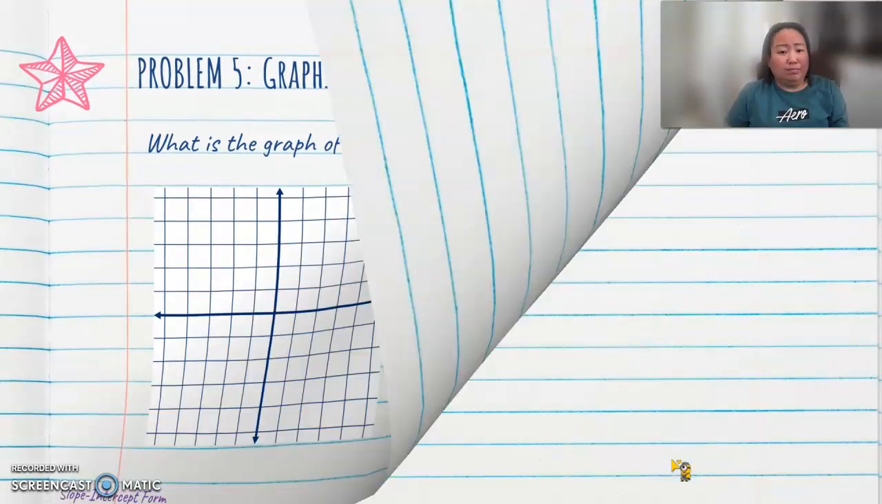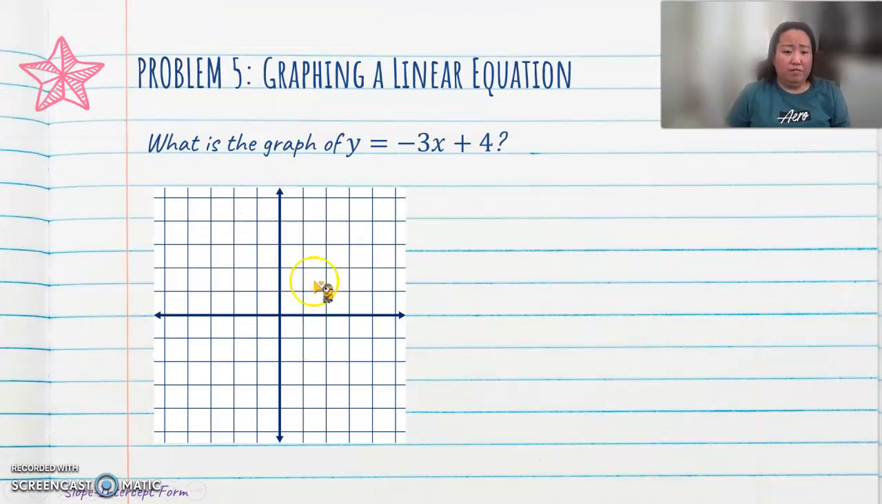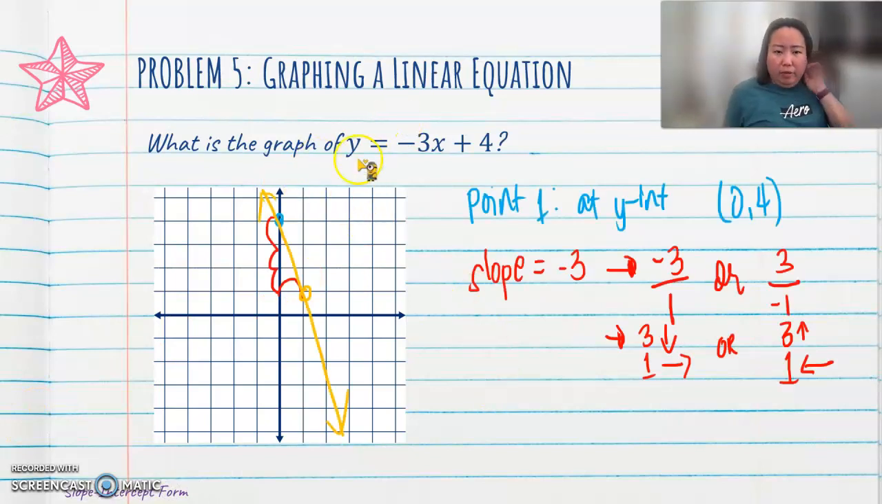So I know I have a copy of the graph on your guided notes, so try this next one on your own. Follow the steps that we have just discussed. Go ahead. All right, so our equation now, y equals -3x plus 4.